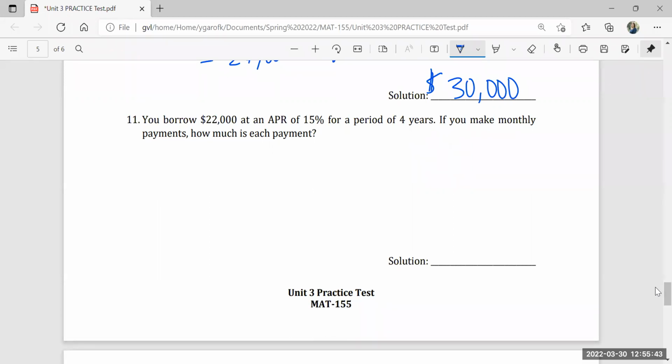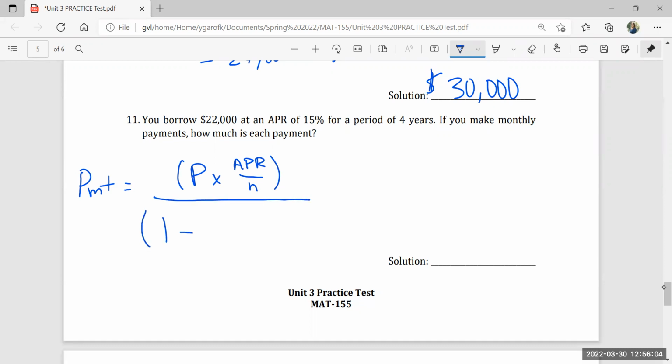So, based on our formula sheet, our payment is going to be P times that APR over N, divided by, and the ugly part is in the bottom, 1 minus 1 plus that APR over N to the negative NT, close those parentheses. It's an ugly, ugly formula here, okay?